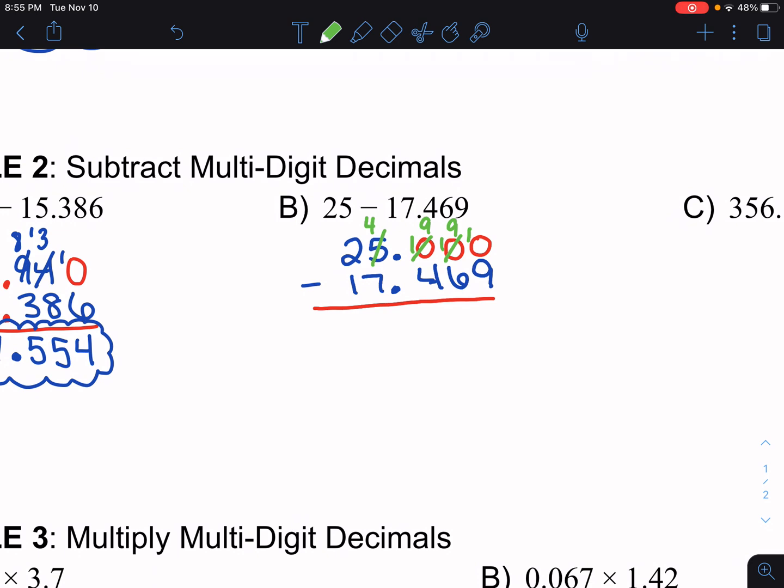So 10 minus 9 is 1. 9 minus 6 is 3. 9 minus 4 is 5. The decimal comes down. I cannot do 4 minus 7, so I'm going to borrow again. 14 minus 7 is 7, and 1 minus 1 is 0, so my answer is 7.531.